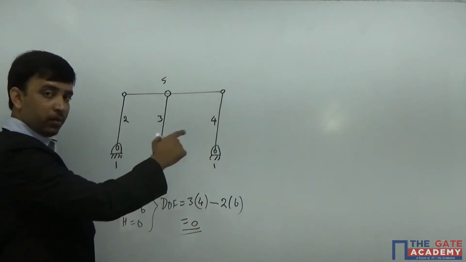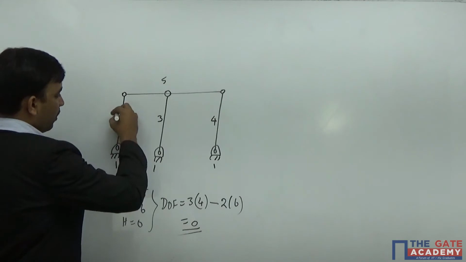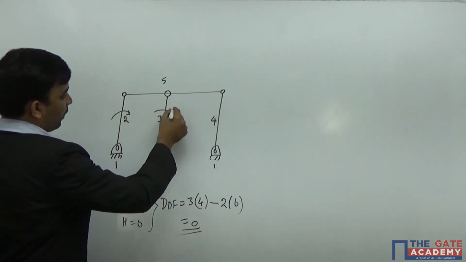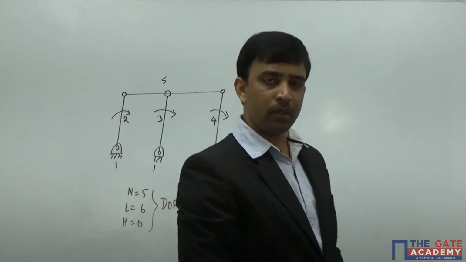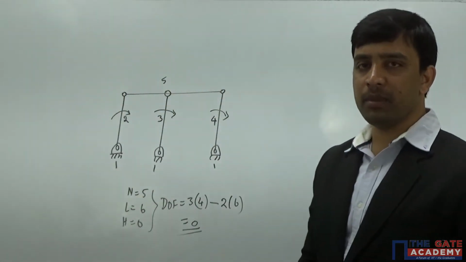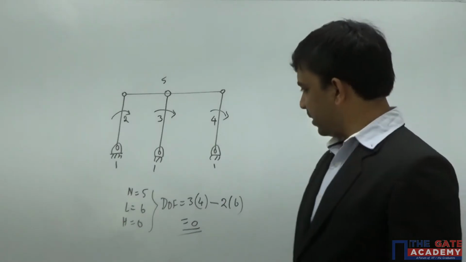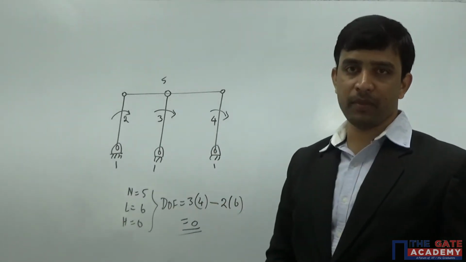But if you look at the configuration of the mechanism, you can imagine this. When I rotate link number 2 like this, link number 3 rotates and link number 4 also rotates. Degrees of freedom 0 indicates that there is no relative motion between elements of the mechanism. But here, I have relative motion between elements of the mechanism.